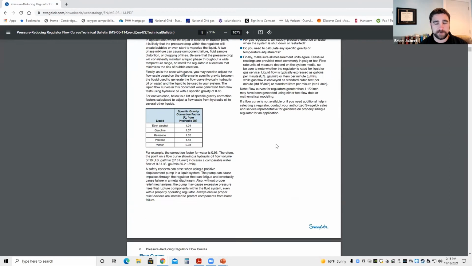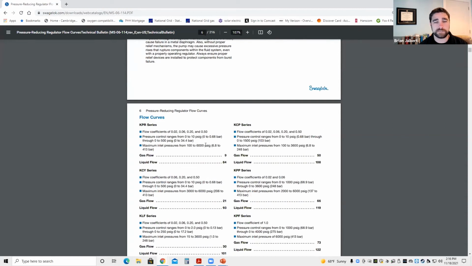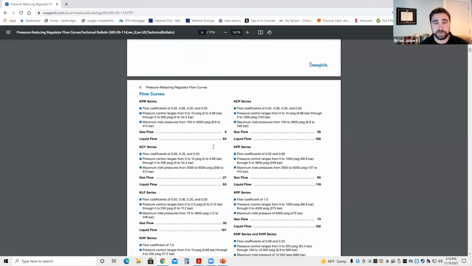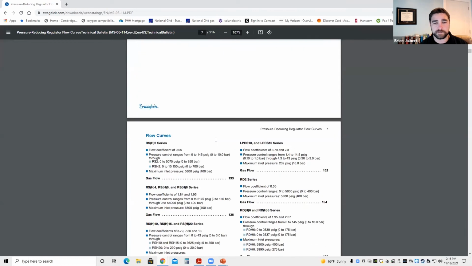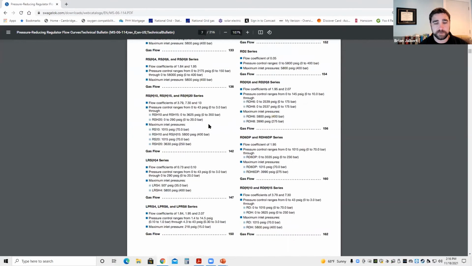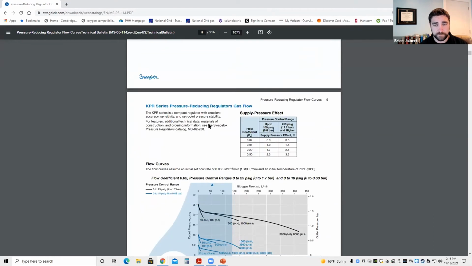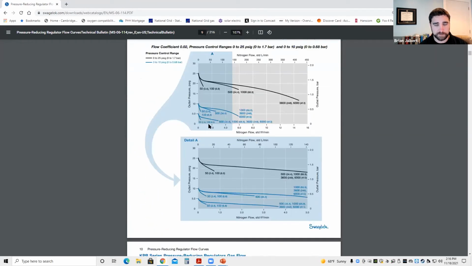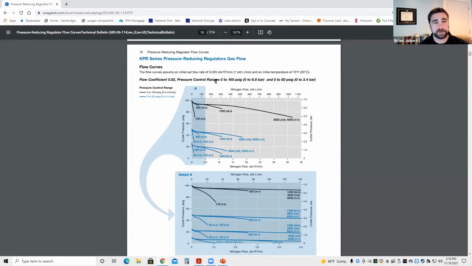But other than that, this is an over 200 page document just filled with flow curves for almost every single regulator in our K series catalog and some of the regulators in the process or RHPS series. And I'll just go through and show you an insane amount of technical data for every single regulator and every single option for that regulator. So let me see here.